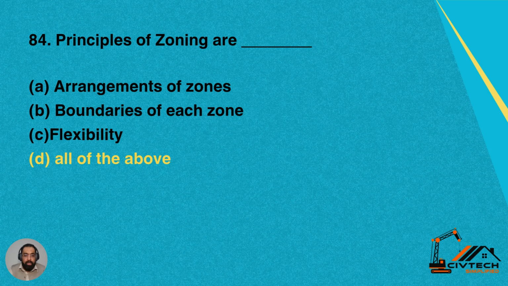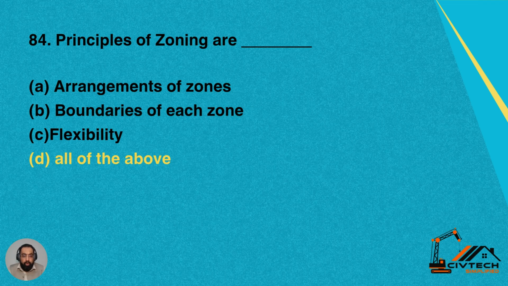Then we have question 84. Principles of zoning are dash. So what are the principles of zoning in a town? Number A, arrangements of the zone. Number B, boundaries of each zone. C, flexibility of the zones. Number D, all of the above. So all these criteria or the principles are kept in mind while making the zones of a town.